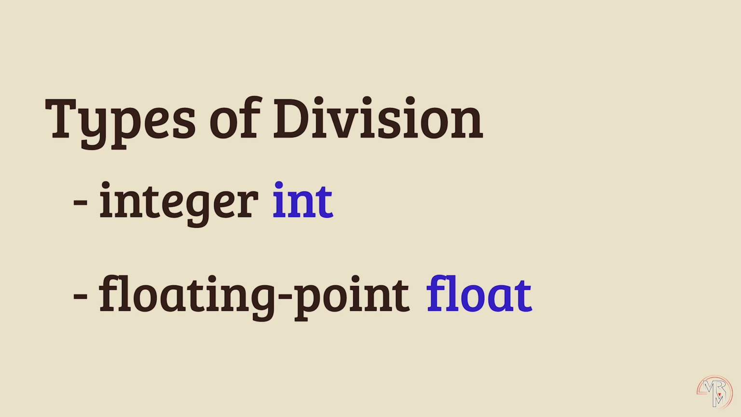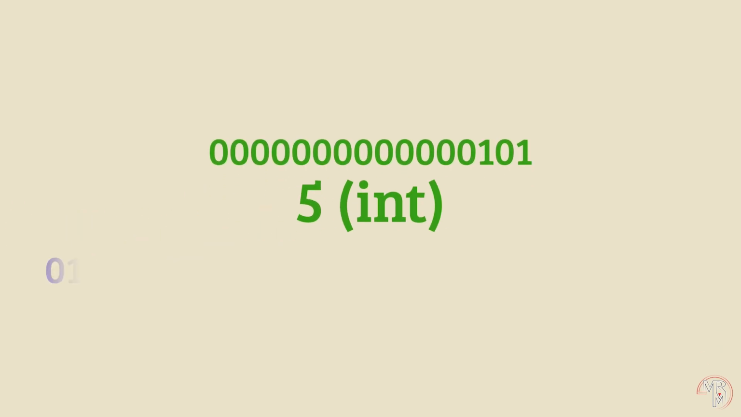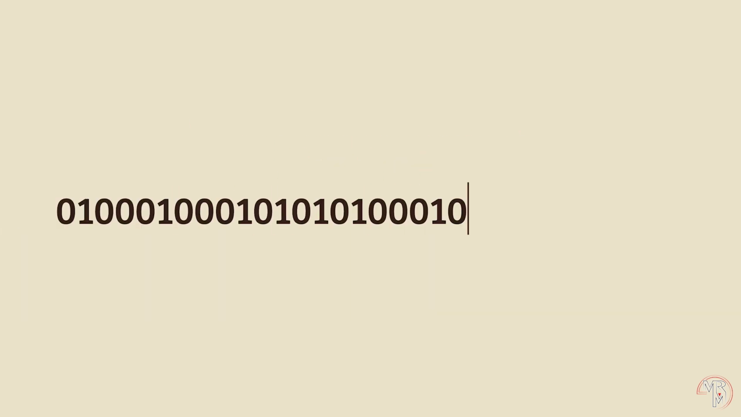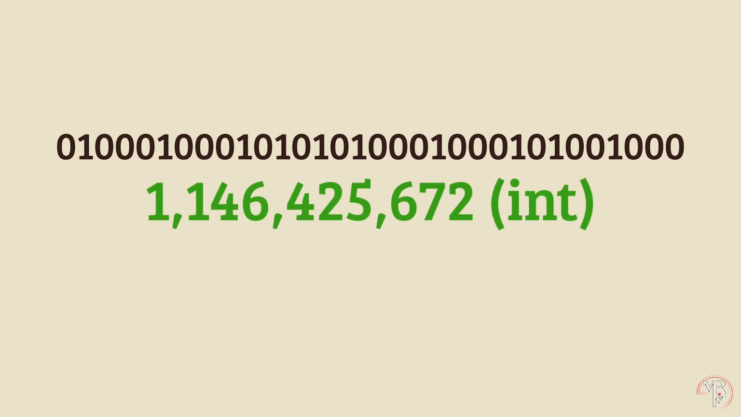Now, why do we need to separate integer and floating point numbers? Remember, computers can only process binary data, and binary data is represented by a sequence of ones and zeros. So both integer and floating point numbers have corresponding binary representations, but those binary representations are not the same. For example, this is a binary sequence for the integer number 5, while this is the binary sequence for the floating point number 5.0. And this binary sequence, if interpreted as an integer number, represents this number, while if interpreted as a floating point number, it would correspond to this number.